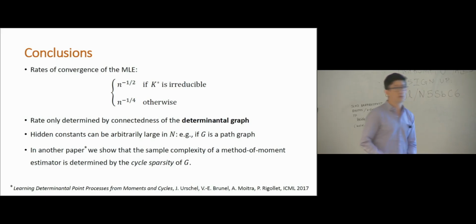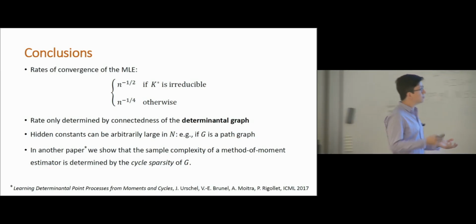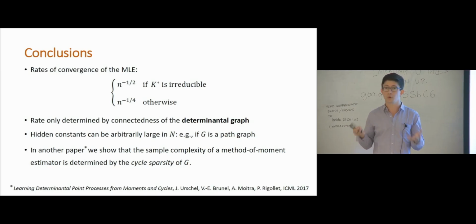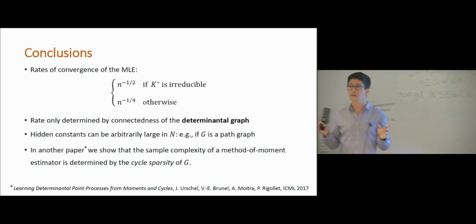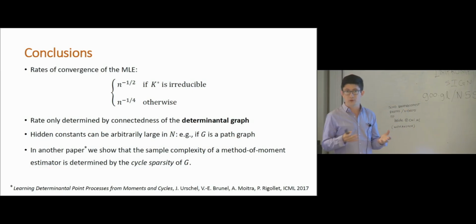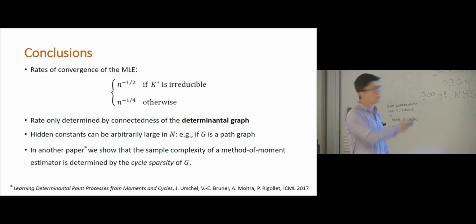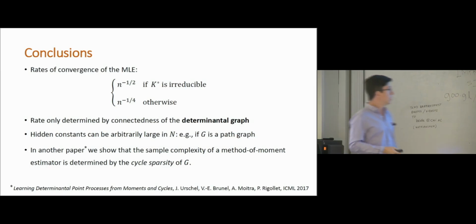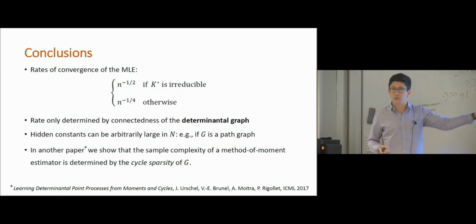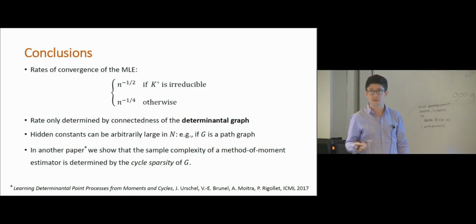So, as a conclusion, we have characterized the rate of convergence of the MLE. And a surprising result is that it only depends on the structure of the graph. For example, it does not depend on the number of connected components, the number of blocks. So the rate is either the parametric rate, n to the negative 1/2, or n to the negative 1/4. The problem, of course, is that there are some hidden constants that can be arbitrarily large in the dimension capital N, the size of the matrix. For example, we show in an example where the matrix has a graph G that is a path graph, and this is actually a very bad case.